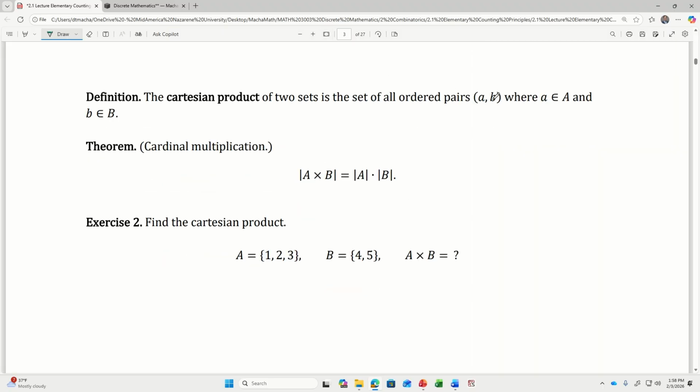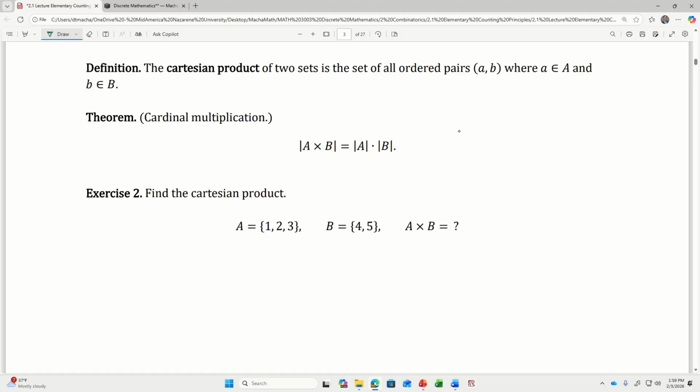On the first day of class, maybe the second day of class, we talked about the Cartesian product. The Cartesian product of two sets is the set of all ordered pairs, where the first element in the ordered pair comes from one set, we'll call it A, and the second element comes from set B. We also talked in the same lecture about cardinal multiplication, which is to say if you want the cardinality of the Cartesian product of two sets, it's just the product of their cardinalities.